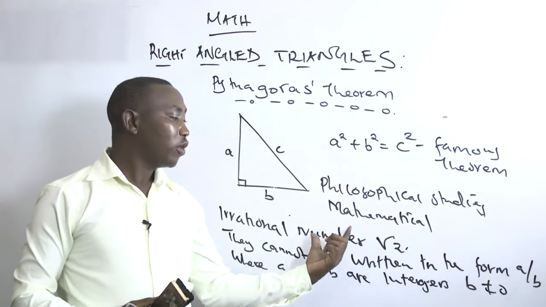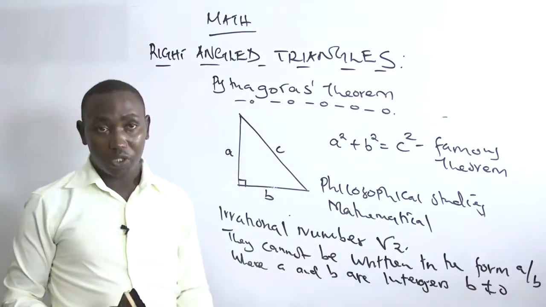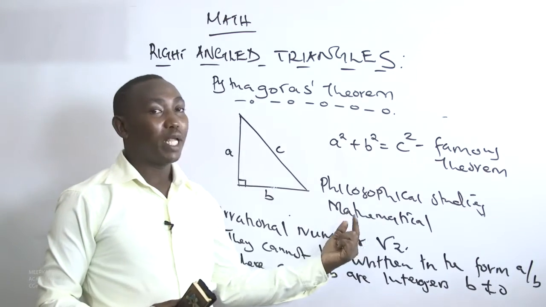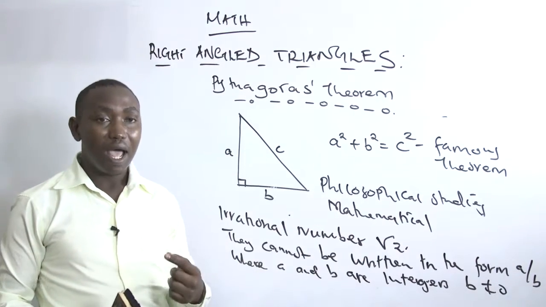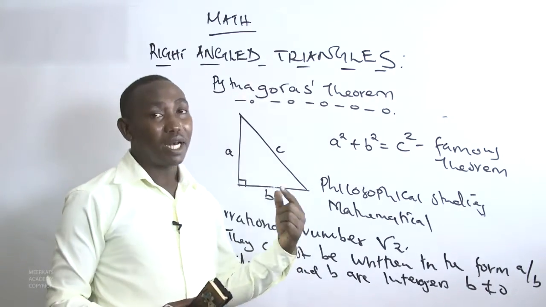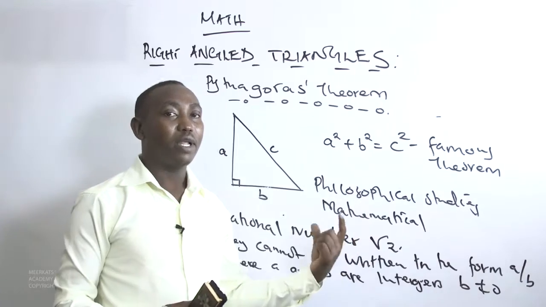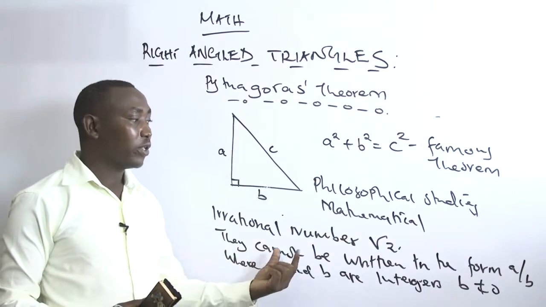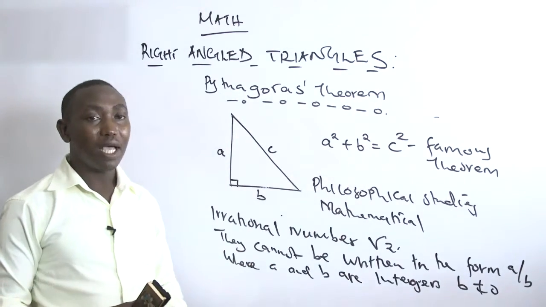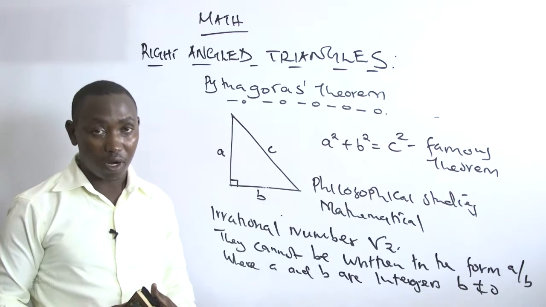They were also able to note that these irrational numbers were neither terminating nor recurring. So when expressed as a decimal, they neither recur nor terminate. So they referred to those numbers as being irrational.